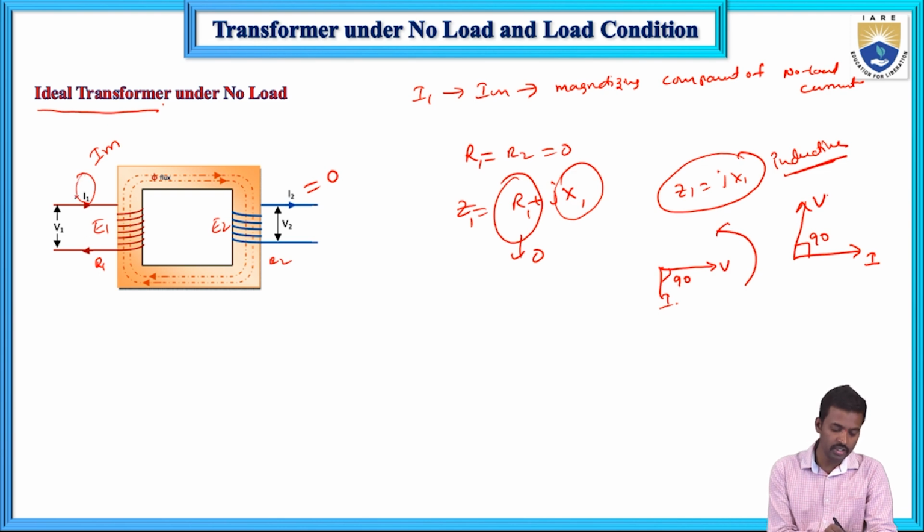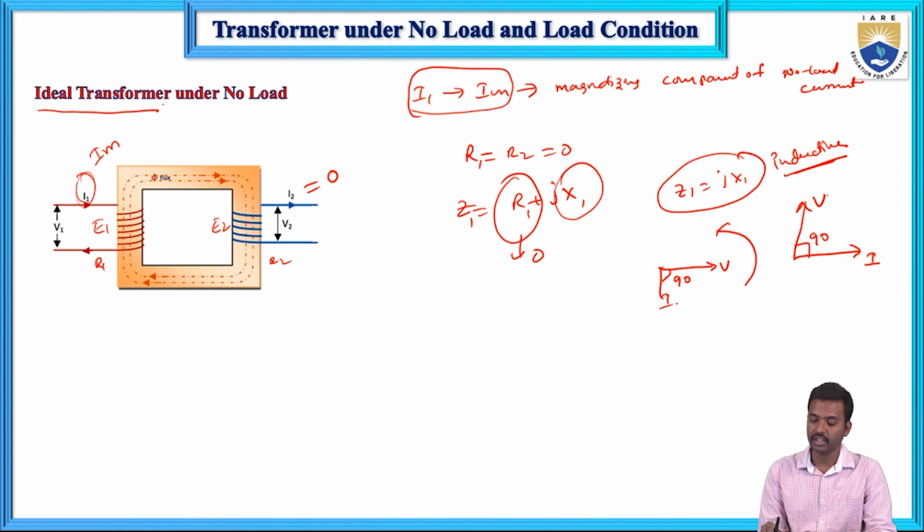So this is IM, and I1 is the same, because it is the magnetizing component of no load current, which is responsible for the flux produced in the core. Now here this is V1 and this one is I1 or IM.